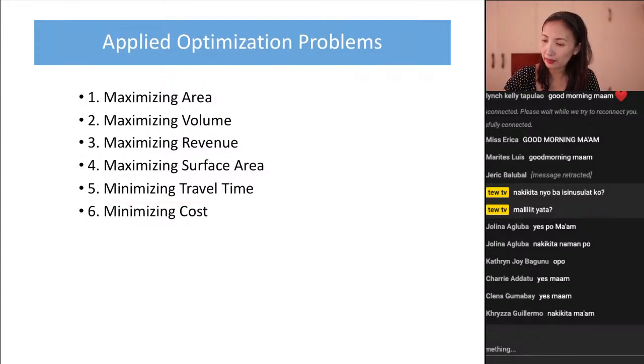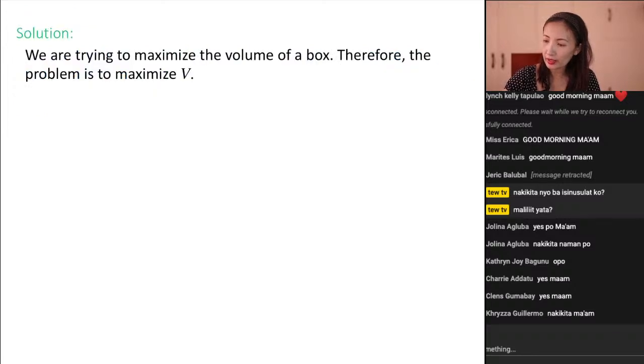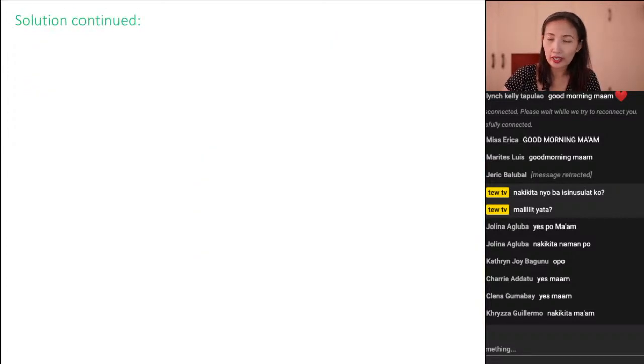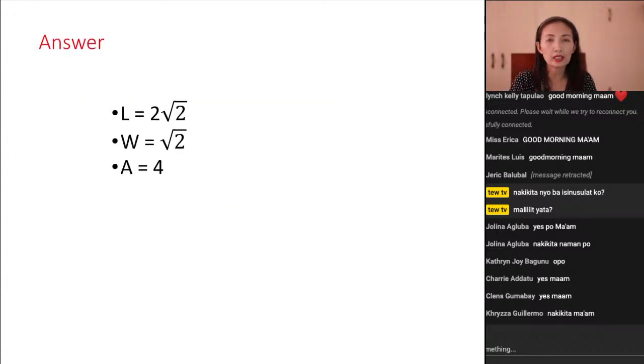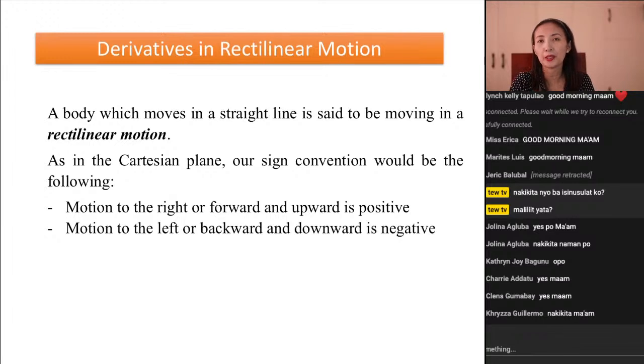Now, let me skip example number 3. I will just upload the solutions because we're lacking time. We proceed to derivatives in rectilinear motion, and this is rather simple. Recall from physics that a body which moves in a straight line is said to be moving in a rectilinear motion, be it along the x-axis or horizontal, or along the vertical axis. So it's either horizontal or vertical. We call that rectilinear motion.